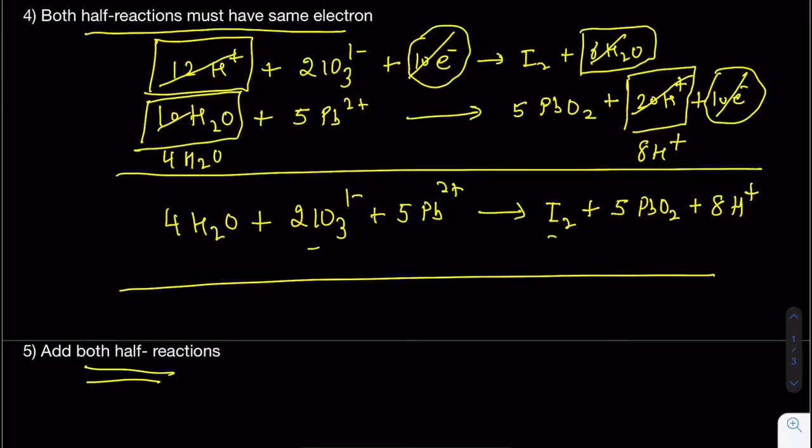Okay, so that's good. We got 5 leads on both sides. How many hydrogens do we got? Let's see, we got 8 hydrogens on the product side, and we have 8 hydrogens on the reactant side as well. Okay, so that's good.